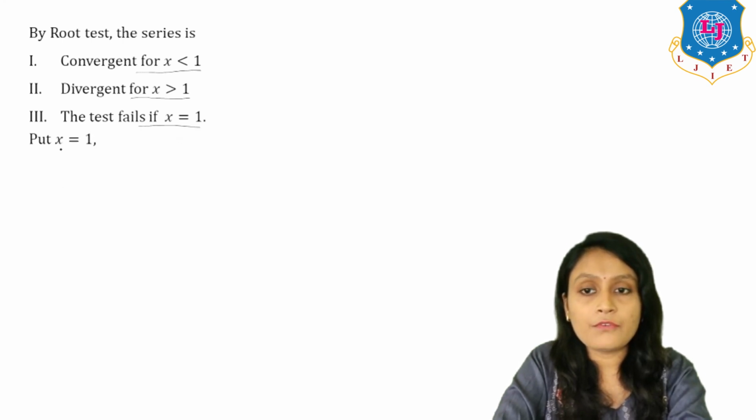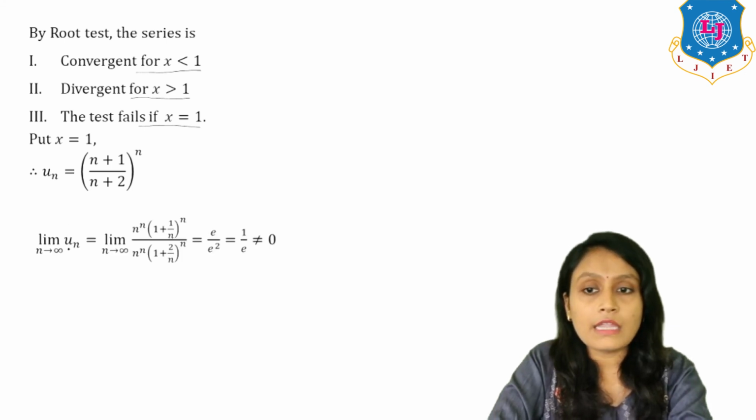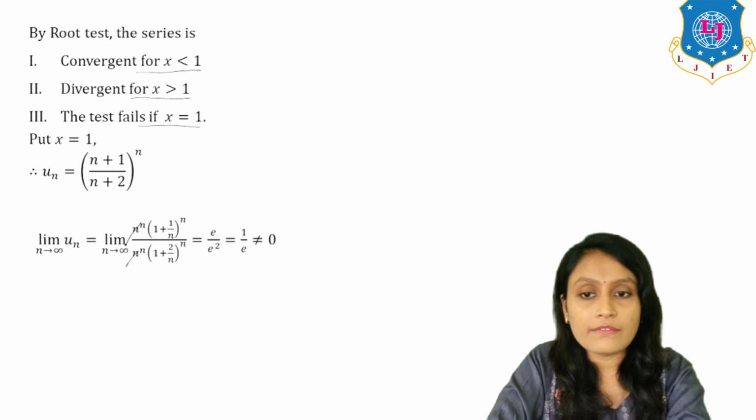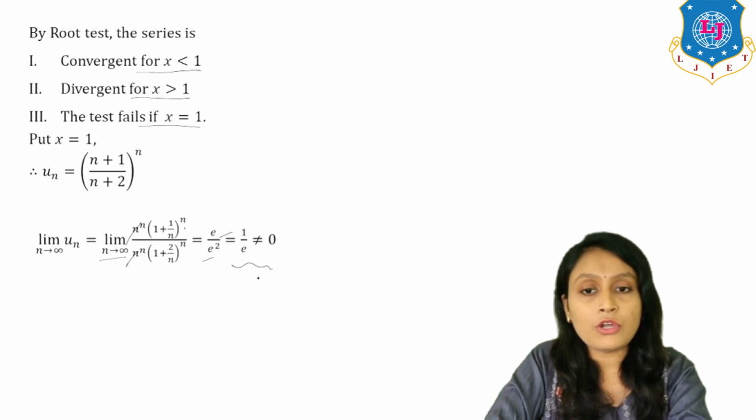Okay, so now we will check for x equal to 1. So put x equal to 1 in un. So you will get un as ((n plus 1) upon (n plus 2)) whole raised to n. Now we will find the limit as n tends to infinity of un. So take n raised to n common from numerator and denominator. So what remains is this. Okay, n raised to n will get cancelled, and we know the limit as n tends to infinity of (1 plus 1 upon n) whole raised to n is equal to e, and from the denominator we will get e square. Okay, one e will get cancelled, so what remains is 1 upon e, which is not equal to 0.